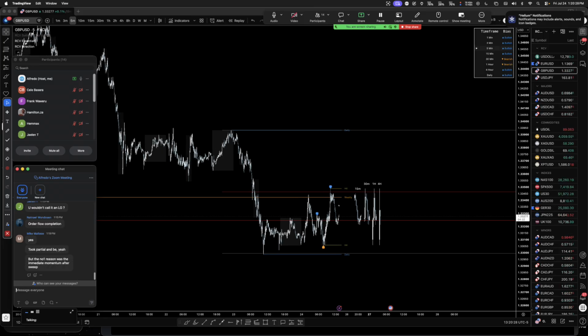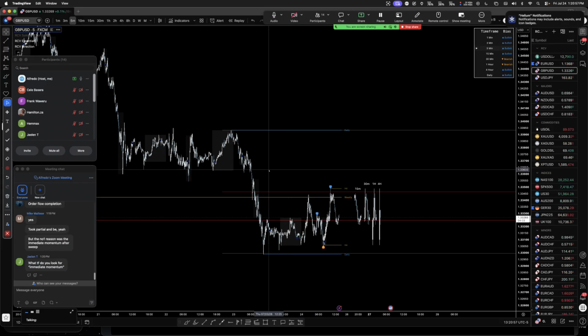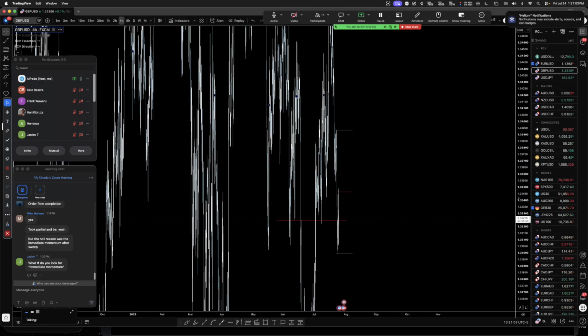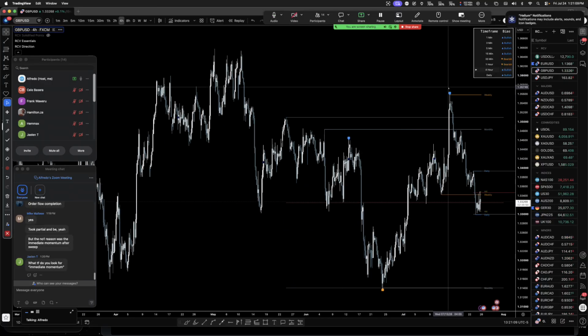Immediate momentum after sweep. Yeah, but you couldn't assume the immediate. You can't account for immediate momentum when it's not there yet. You took the entry before the momentum came in, so you can't account for that at the entry. What time frame? There is no time frame. Immediate momentum is just there or it's not. It can be on any time frame. Like this is immediate momentum.